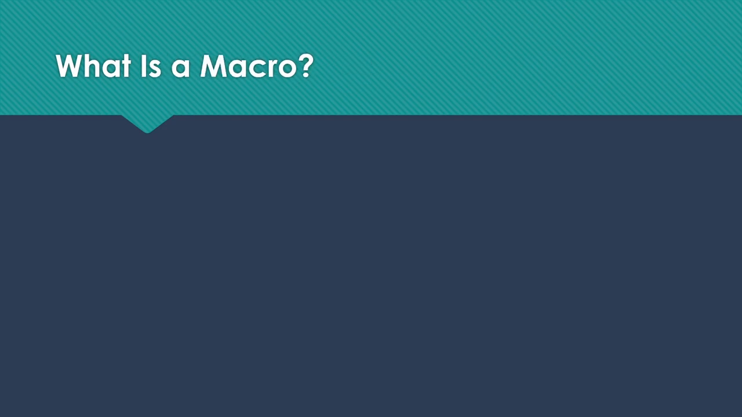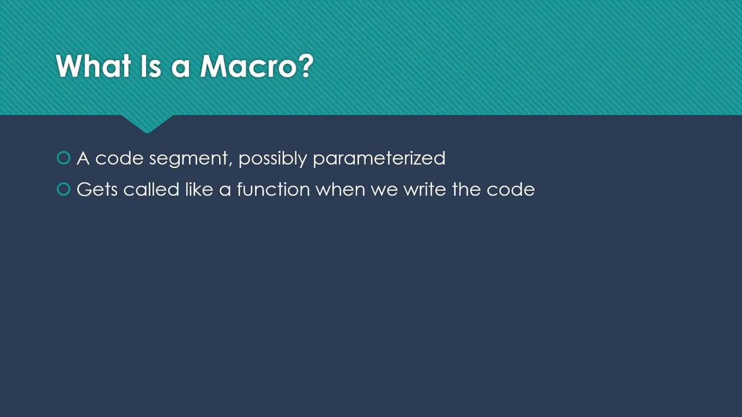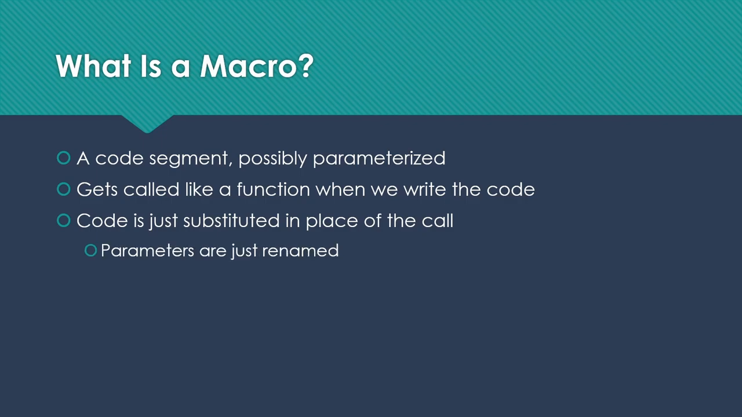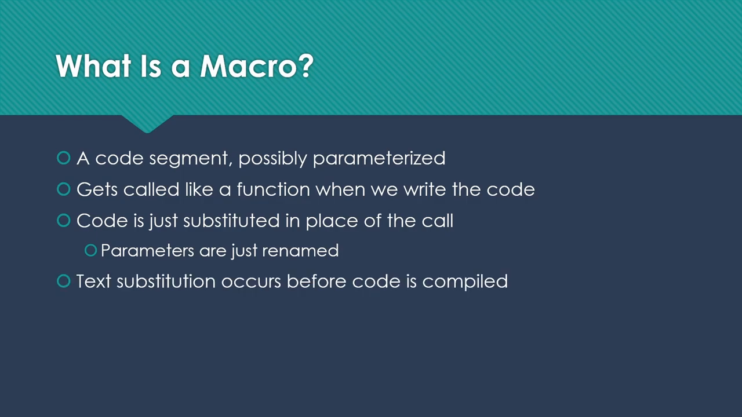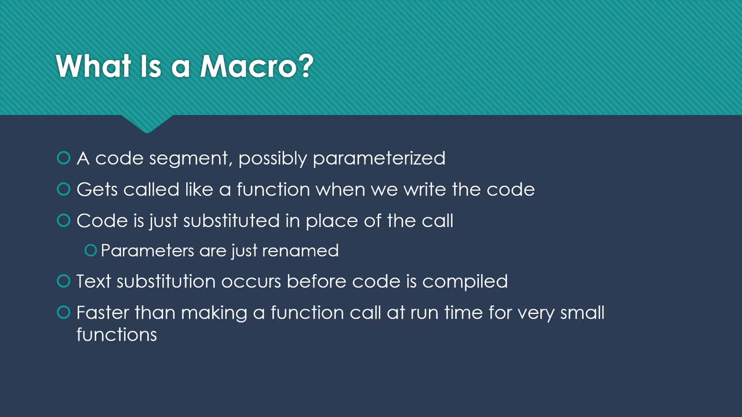If we're going to talk about macro expansion, the first thing we need to know is what a macro actually is. It's a code segment, which can have parameters. It gets called just like a function does when we actually write the code. But when we go to actually use it, we're going to substitute the code in place of the call. Parameters are just going to be renamed. The text substitution is going to occur before the code is compiled, just replacing text.